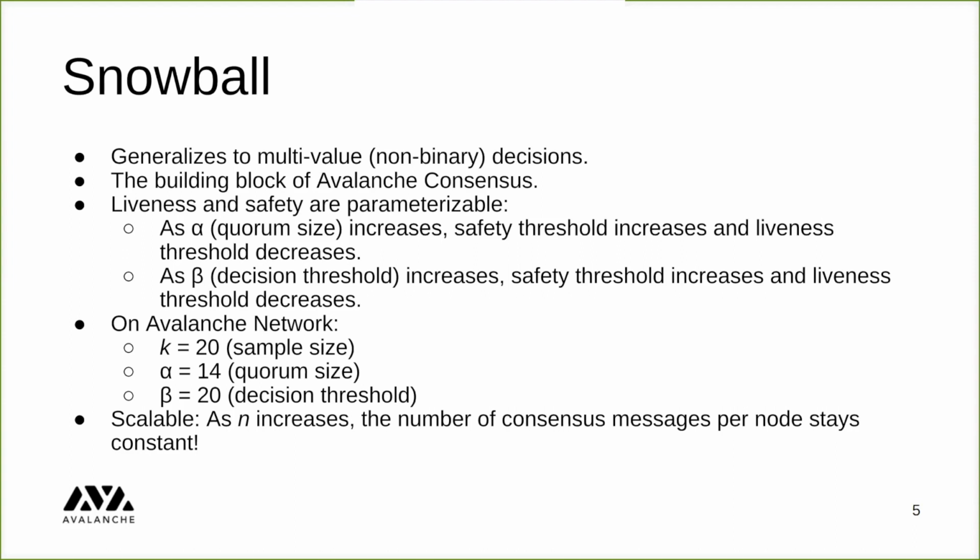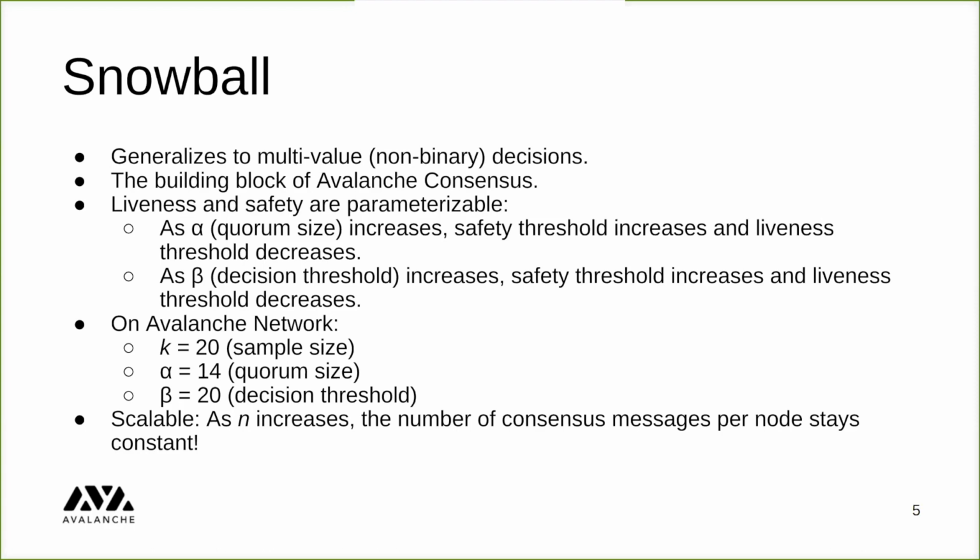On the Avalanche network right now, the value for K, the sample size, so when you ask a group of nodes what their opinion is, you only sample 20 of them. The quorum size is 14. So if 14 or more give you the same response, then you adopt that as your preference. And the decision threshold is 20. So you need 20 consecutive responses the same way in order to decide on something.